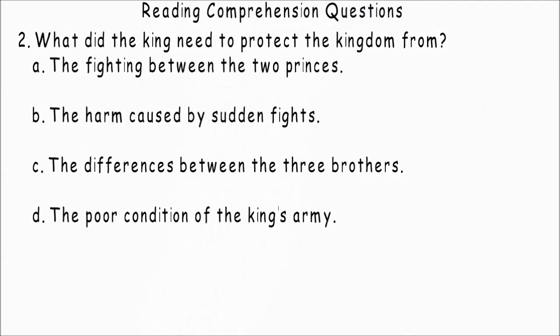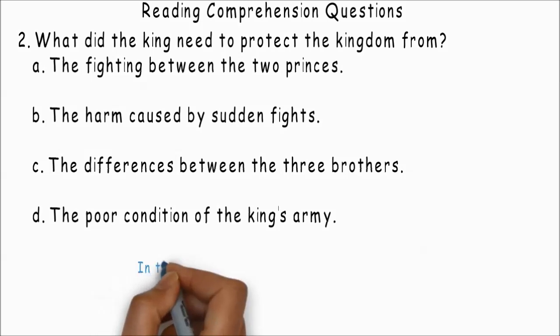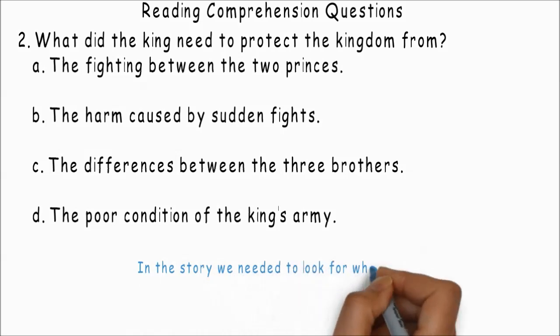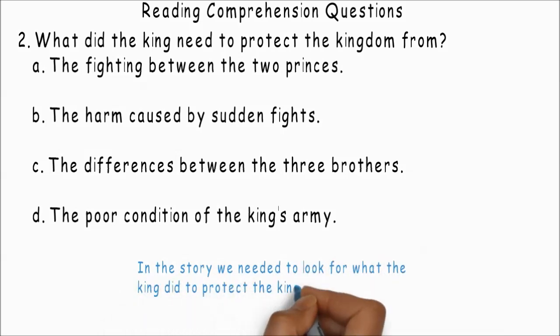Reading comprehension question number 2. What did the king need to protect the kingdom from? A, the fighting between the two princes. B, the harm caused by sudden fights. C, the differences between the three brothers. Or D, the poor condition of the king's army. In the story, we needed to look for what the king did to protect the kingdom. Let's use that to answer these questions.